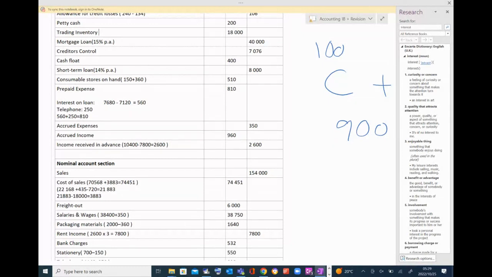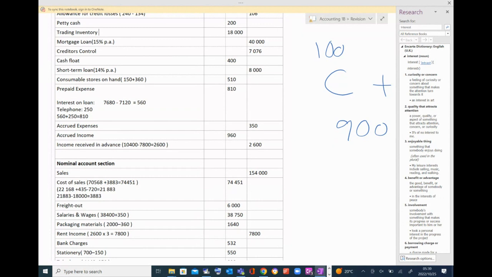Drawings, and it's going to affect trading inventory, and it's going to affect, yeah, drawings and trading inventory. 720. This transaction was not reported. Oh, yes. Sorry. You guys are 100% right. It's cost of sales that's affected, not trading inventory.